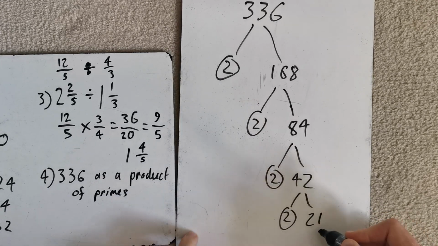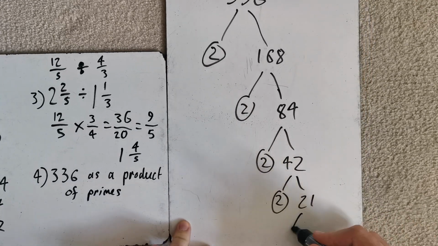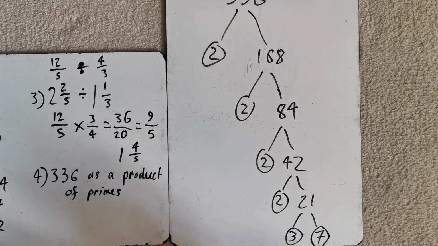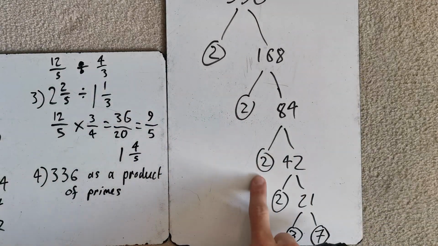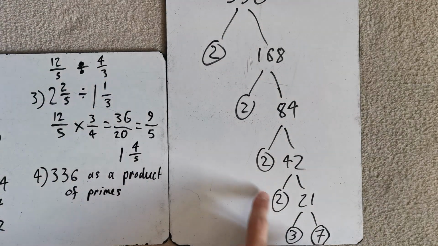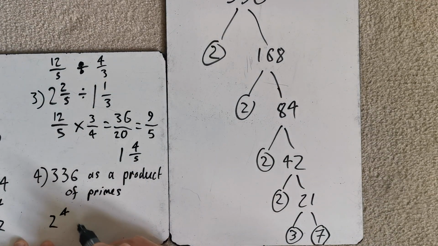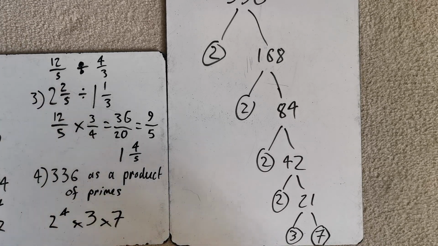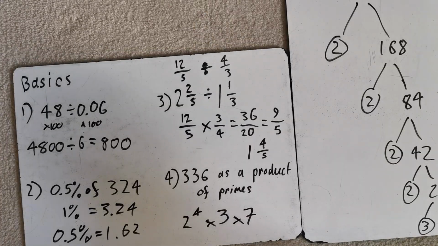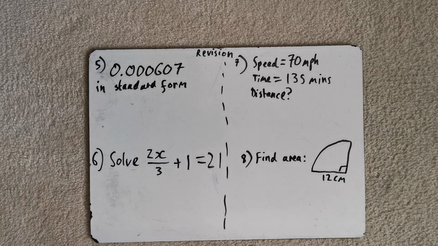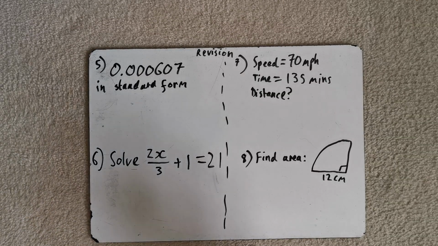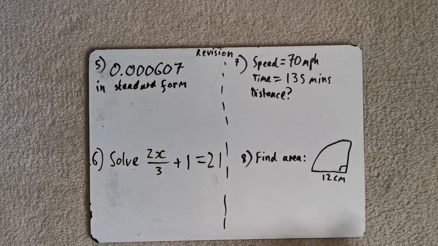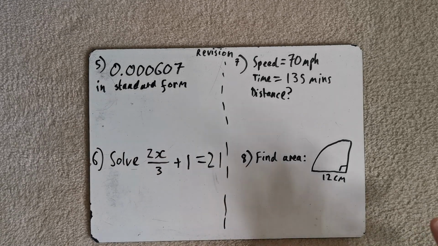What can you divide 21 by? You could have 3 and 7. Both of those are prime numbers. So we've got 2 times 2 times 2 times 2, so 1, 2, 3, 4. 2 to the power of 4 times 3 times 7. There are your answers for the first bit. So here's your next set of questions. These are a bit of revision. Pause it now to give them a go.